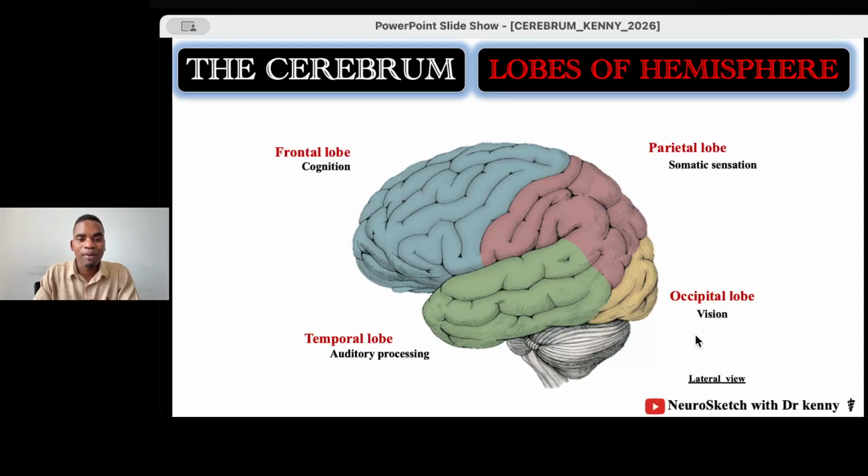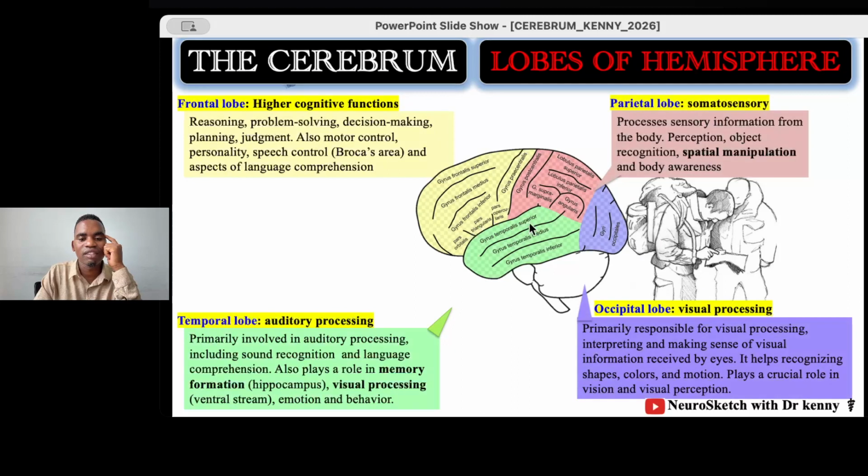The occipital lobe is easy because it deals with vision. In other words, the occipital lobe is also known as the visual cortex because it's dealing with the visual information. In a little more detail, these are the functions of these different lobes.